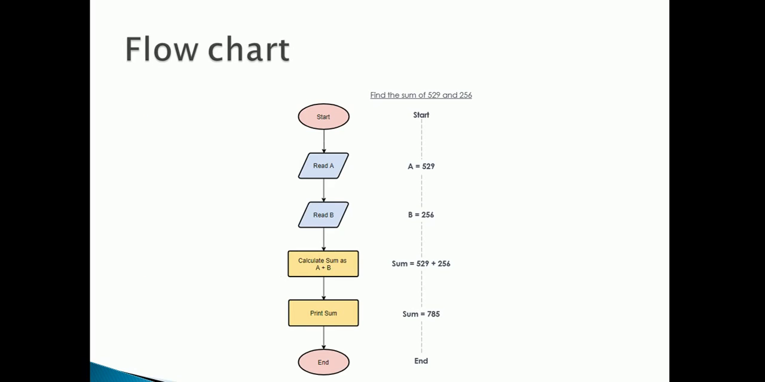Next we'll see flowchart. Now what is a flowchart? Whatever the algorithm is, if you represent that in a diagrammatical manner, we call it a flowchart. Every flowchart starts and ends with ovals, and to get the numbers we make use of a rhombus. Next, a rectangle is used for calculations and printing. Now this is a flowchart to accept a as 529, b as 256, compute the sum, print the sum and end. This is the difference between flowchart and algorithm.